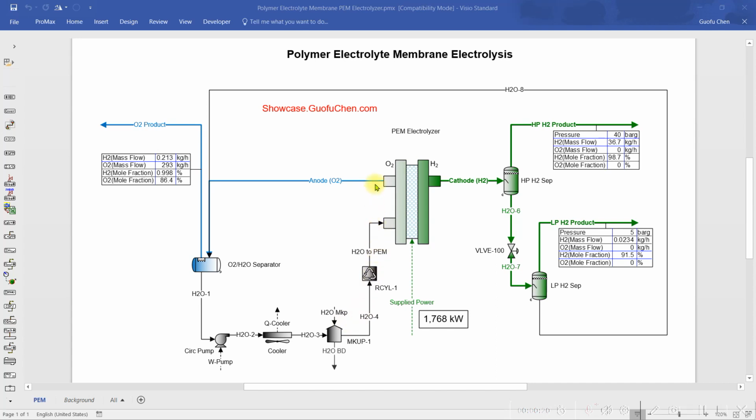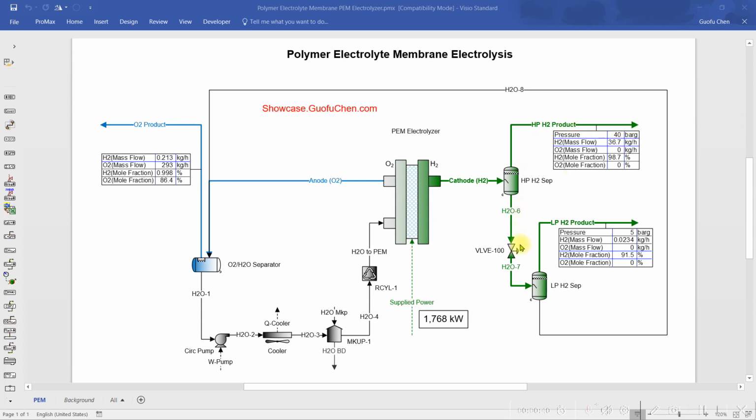Then, at the anode side, oxygen is produced and separated out in the oxygen-water separator. While at the cathode side, hydrogen is produced. The high-pressure hydrogen is separated out in the high-pressure separator.